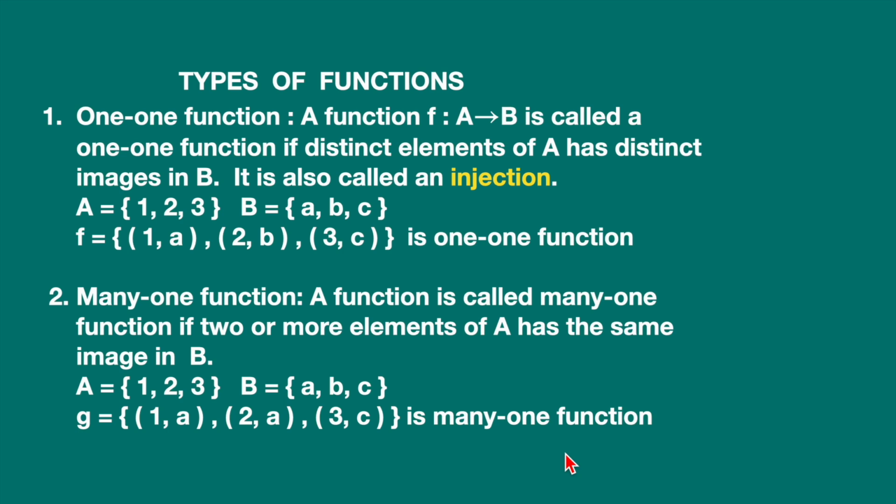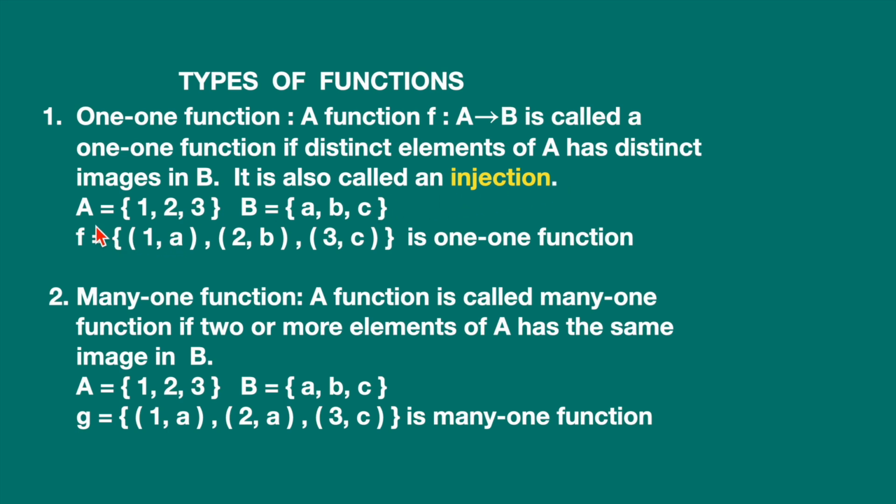We are studying the first chapter, Relations and Functions. Today's topic is Types of Functions. Number 1, one-to-one function. A function f from A to B is called a one-to-one function if distinct elements of A have distinct images in B. It is also called an injection.